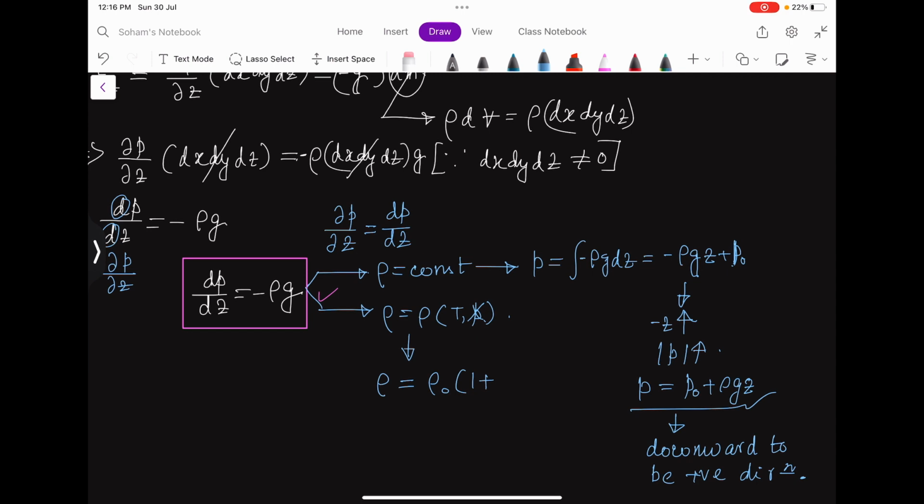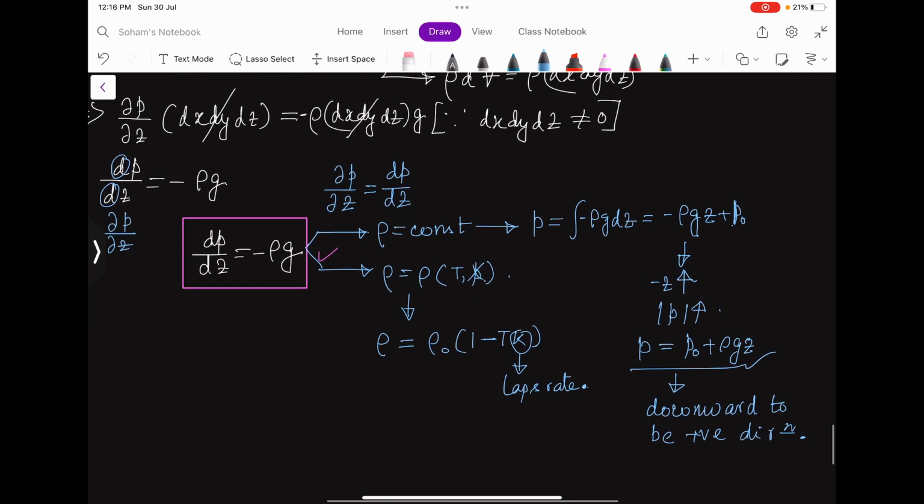Okay, this t into k, and this k is called the lapse rate, the rate at which the density is changing because of the temperature change. Just forgive me, the rho should actually decrease as we increase the temperature.